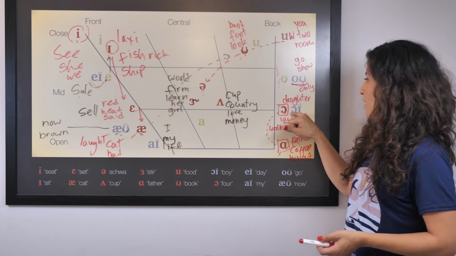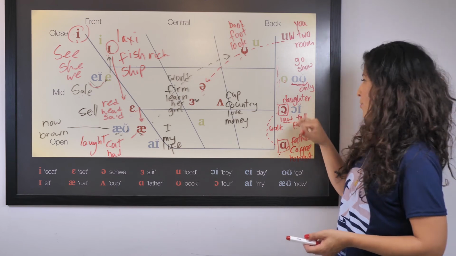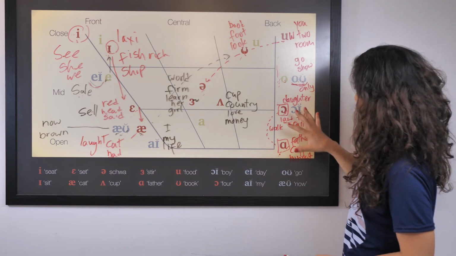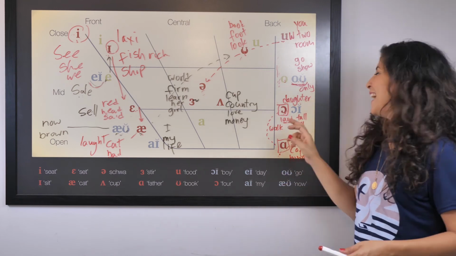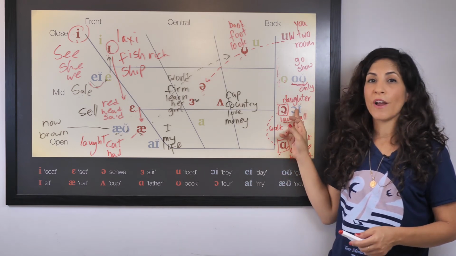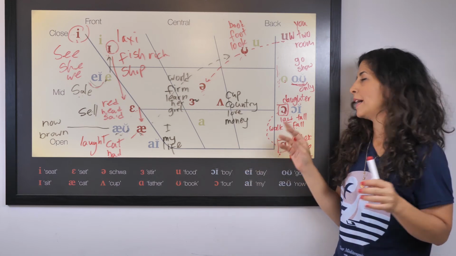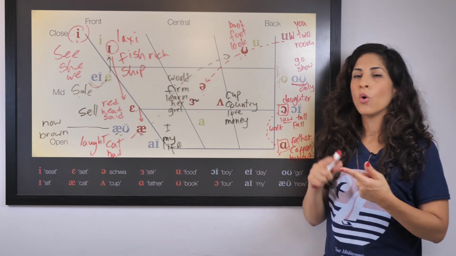Now this, the oi sound, as you can see, there is another diphthong hiding underneath all my writings here. This is the oi as in toy. That exists in all dialects, right? The oi as in toy.